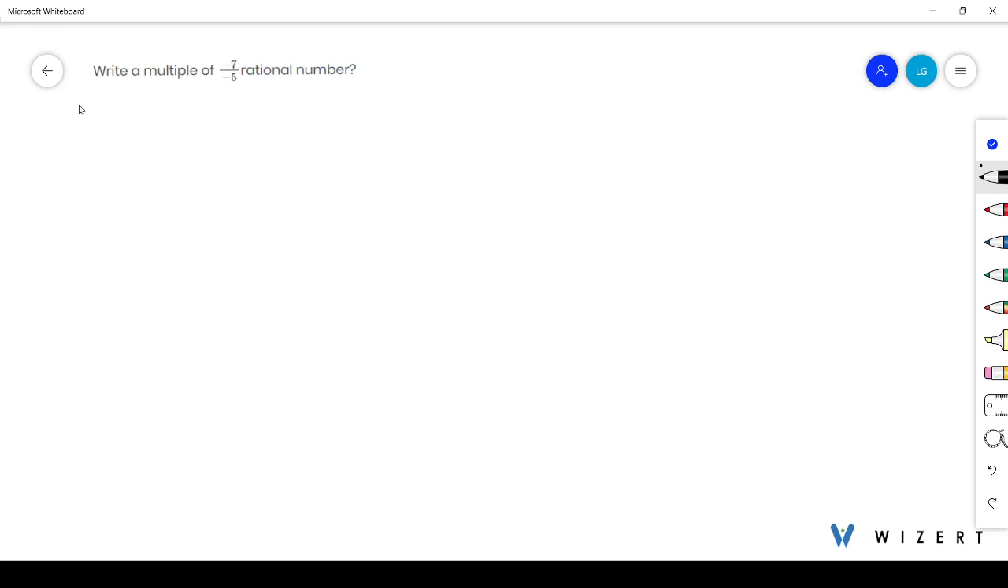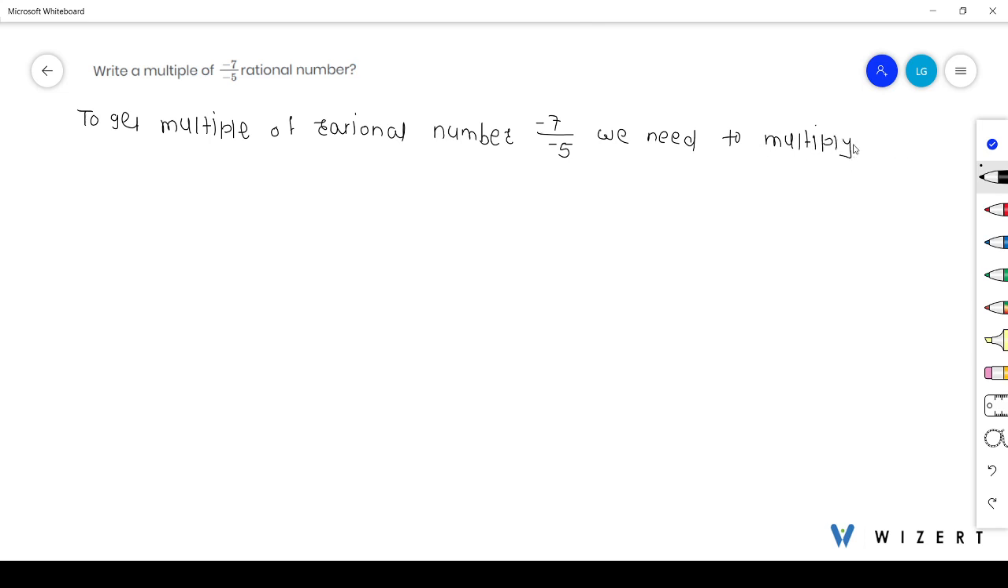Our question is, write a multiple of -7 by -5 rational number. To get a multiple of rational number -7 by -5, we need to multiply that by 2, 3, 4 and so on in numerator and denominator.